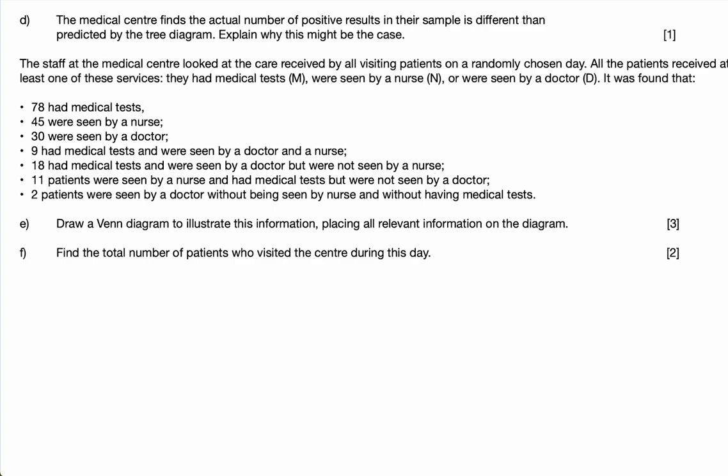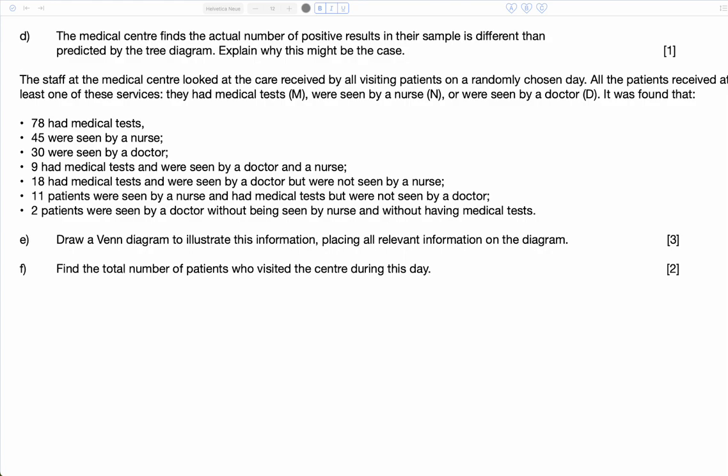Okay, so for part D, I'll try and do D, E, and F in this one video here. Part D says the medical center finds the actual number of positive results in their sample is different than predicted by the tree diagram. Explain why this might be the case. That's only 1 mark. What they're just looking, guys, to see is that you understand that it was a sample, and the sample is not always correct.